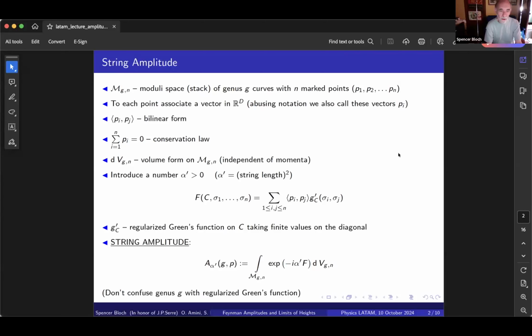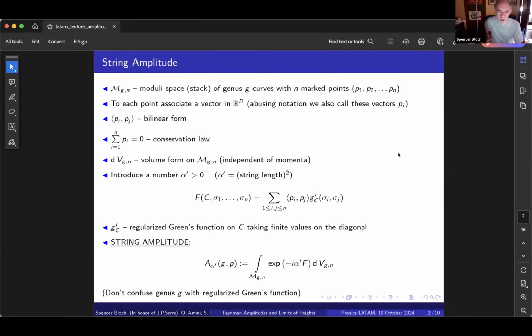What am I saying here? So alpha prime is the string length. Now, capital F will occur. It plays an important role, but it's a little hard to describe. It's an expression here where, if I hadn't put the prime on the G sub C, I would be talking about the Green's function.